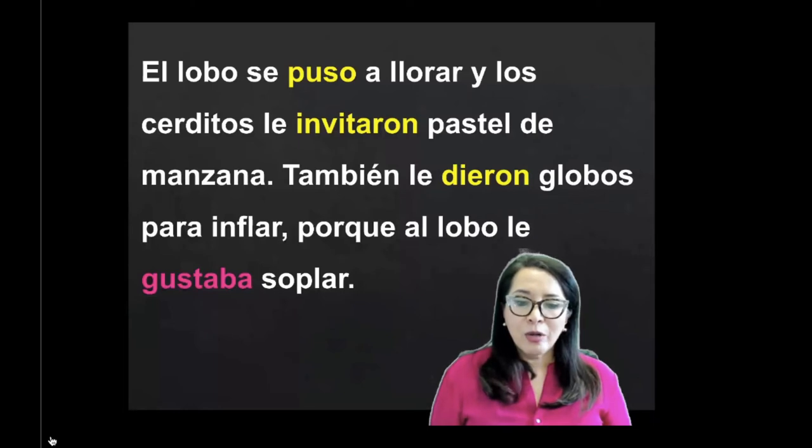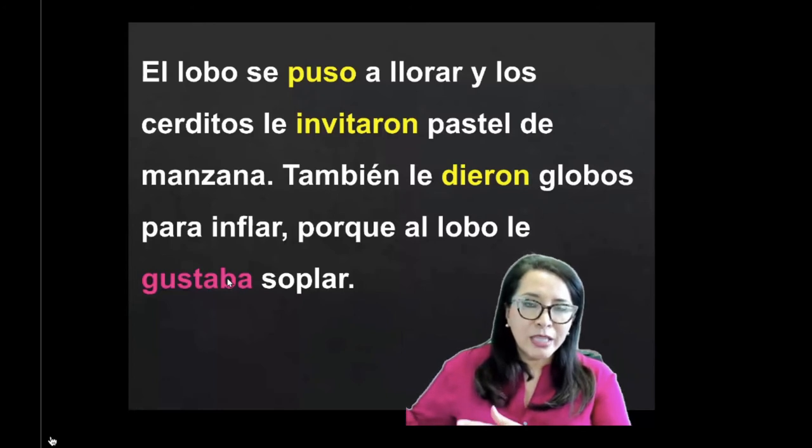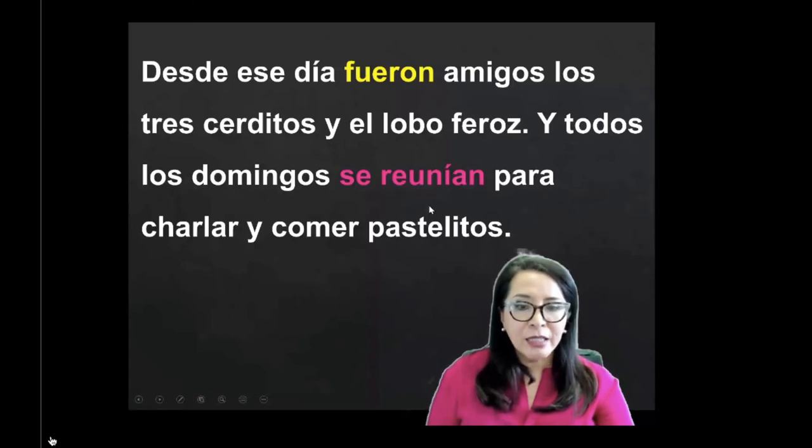Porque al lobo le gustaba soplar. Because the wolf, that's what he liked to do. Gustaba, it describes a state of being. That's how he used to be like. Therefore, imperfect. Desde ese día fueron amigos los tres cerditos y el lobo feroz. From that day on, they were friends. They became friends. Y todos los domingos and every Sunday se reunían. They used to get together, therefore, imperfect. Para charlar y comer pastelitos. To chat and eat cupcakes.